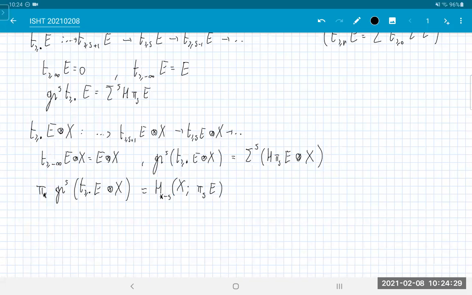Okay. And also there is a remark: if X is bounded below, that is, it has no homotopy groups below a certain degree, you can prove that T greater or equal than infinity of E tensor X, that is the limit of this tower, is actually zero. That's not always true, but if X is bounded below, you can do some kind of connectivity argument so that this filtration is actually exhaustive. Okay. Questions about this example?